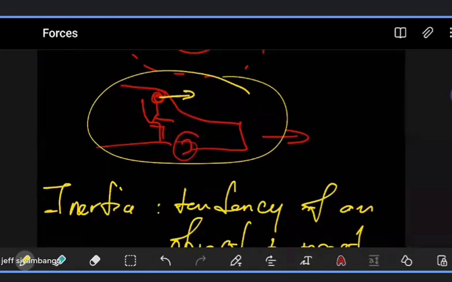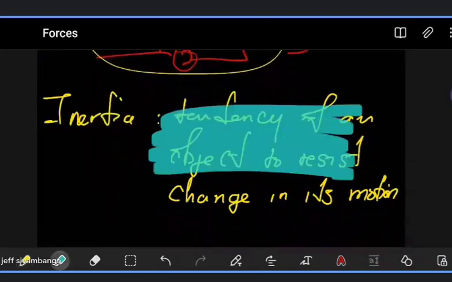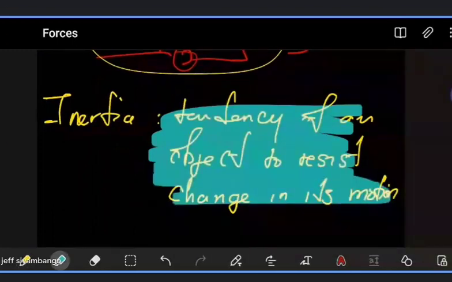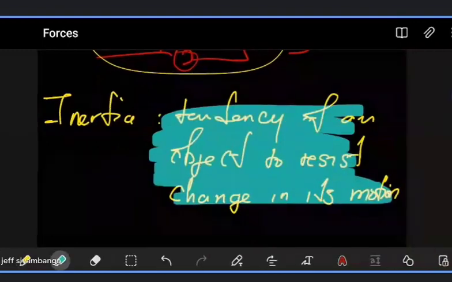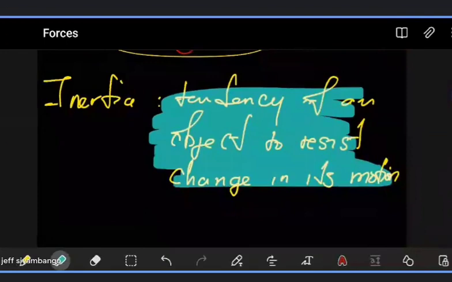Now, this statement of what inertia is is directly related to the statement that Newton made in his first law. In his first law, he says, if an object is at rest, it will remain at rest. If an object is moving, it will continue moving. Well, this is exactly what inertia is saying, because inertia is the tendency of an object to resist a change in motion.